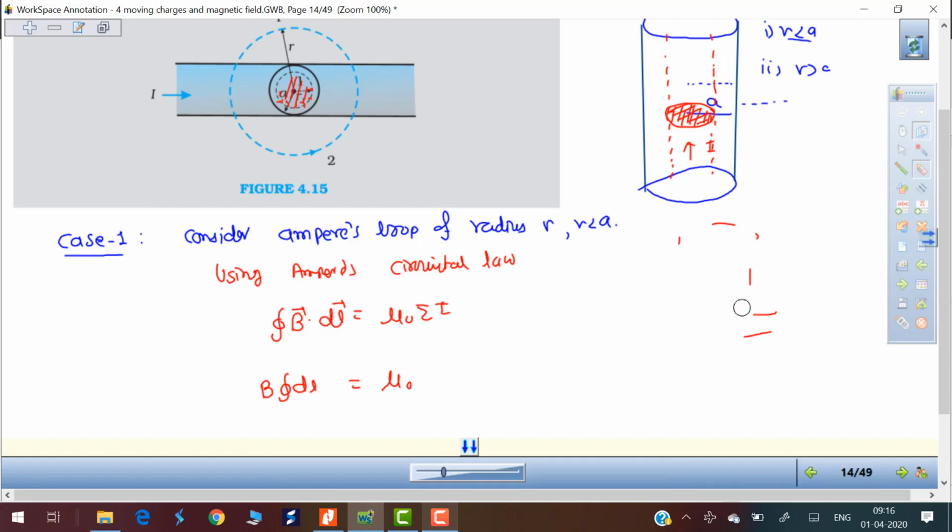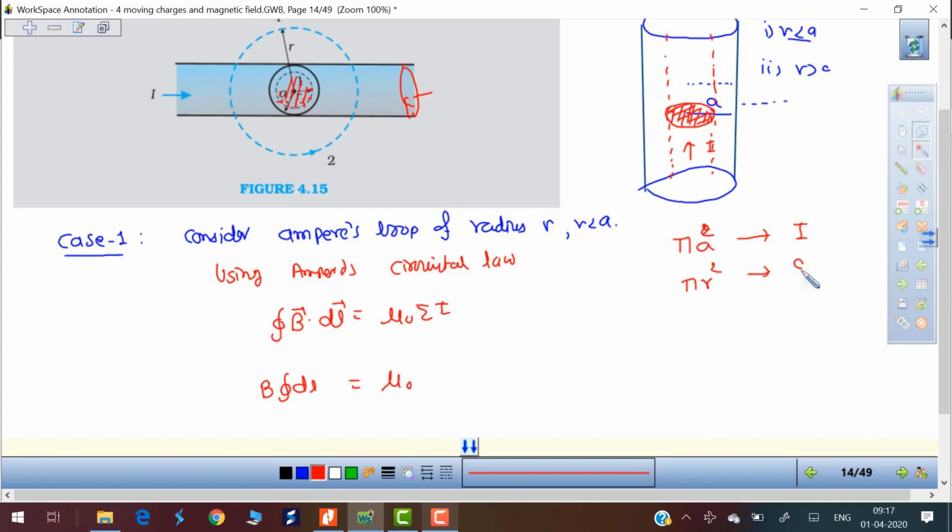So what is the current? If pi r square is the area and pi a square is the total area, then the current is I. So the total area is pi a square. Then for pi r square, how much? So I prime is equal to r square upon a square into I.